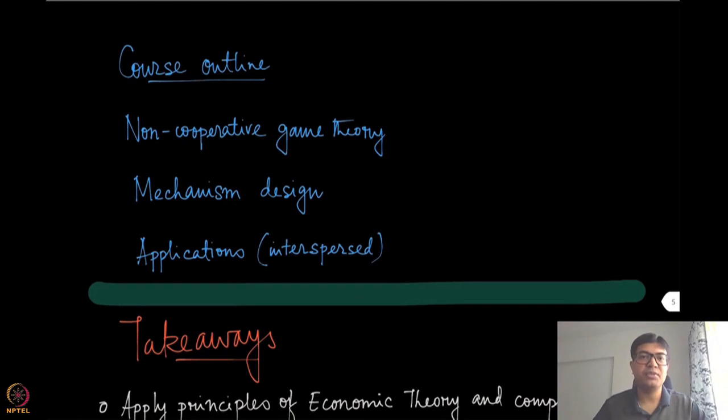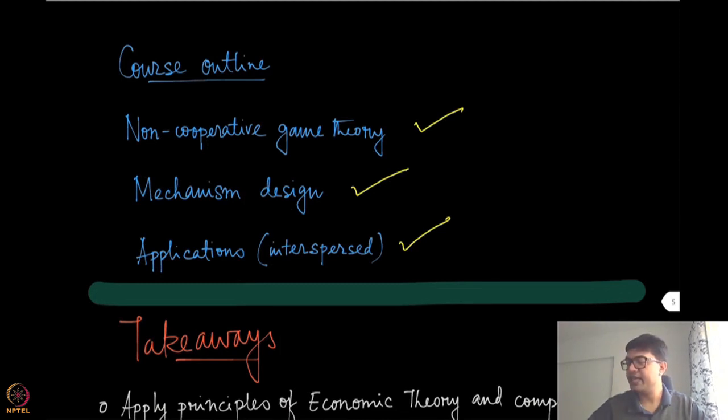So the broad outline of this course is that first we'll be talking about non-cooperative game theory. That is what I meant by game theory. We'll not be discussing another aspect of game theory, which is cooperative game theory. And in the second part, we'll be discussing mechanism design in more detail. And that is the focus of this course. The first part is essentially a preparatory phase for the second part. And in between, we'll be giving various applications where both game theory and mechanism design could be useful.